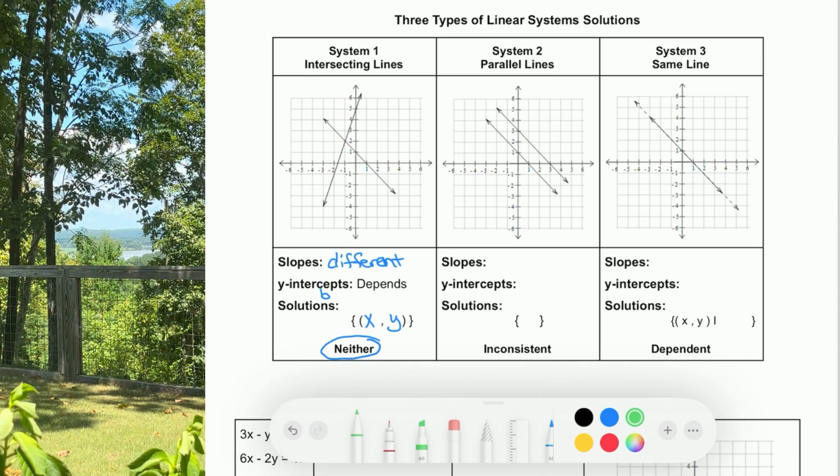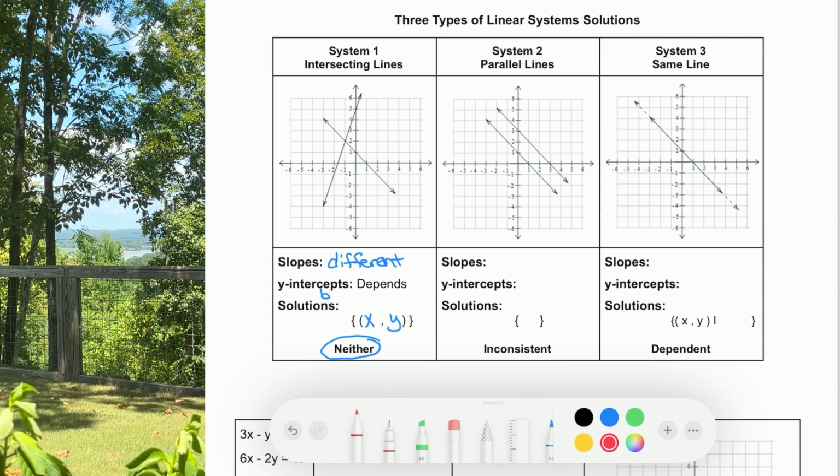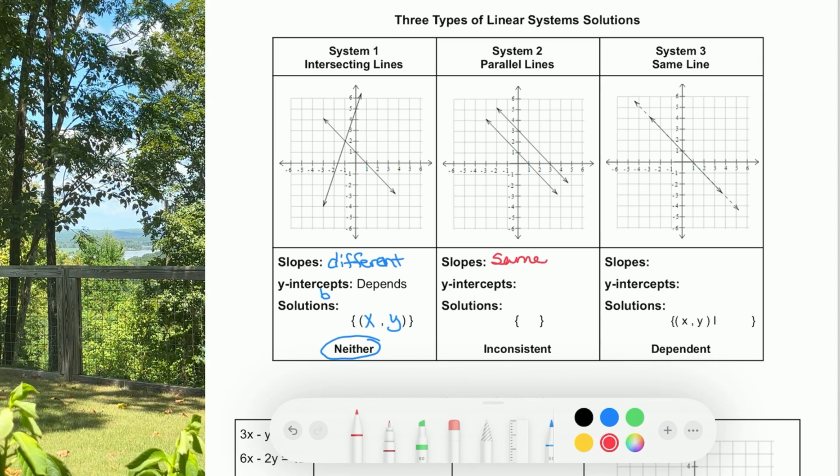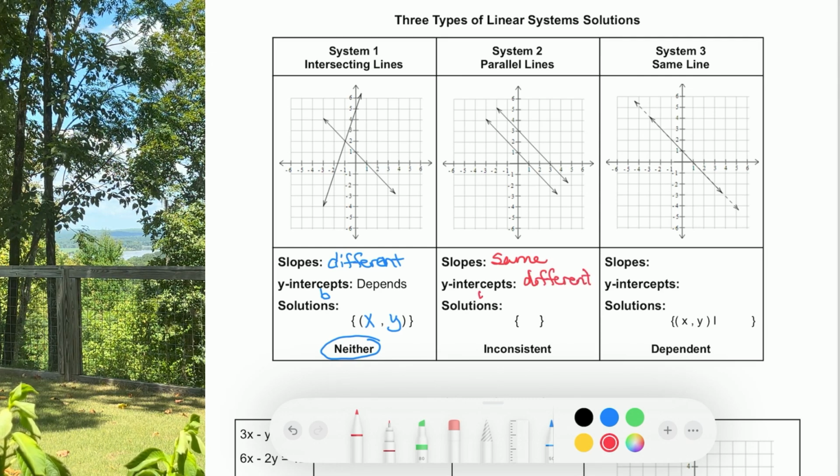System 2 is a group of parallel lines. These lines are lines that will never touch. They will always be the same distance from each other. Okay. Their slopes are the same. They will have the exact same slope. Their y-intercepts will be different. So that means their B will be different. The solutions will be no solutions.